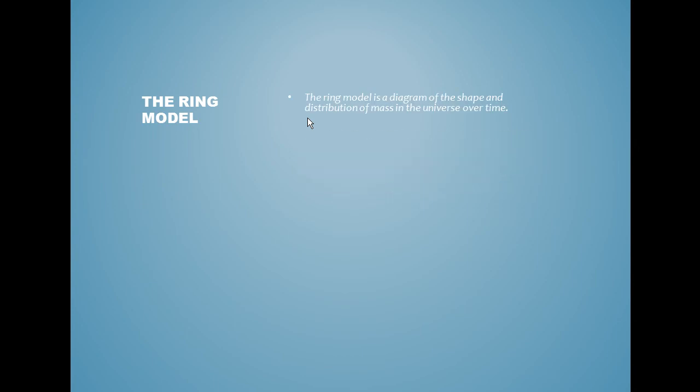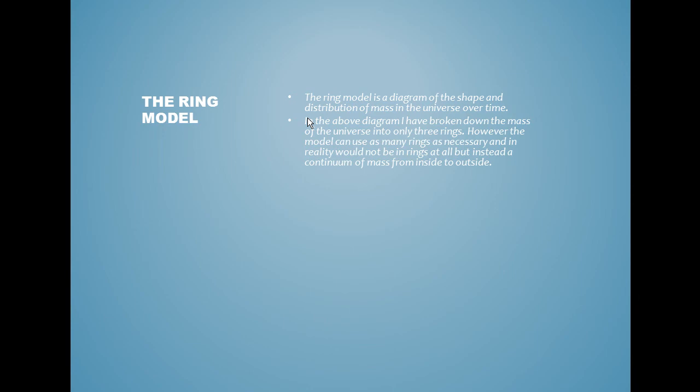So we've got the ring model. This is a diagram of the shape and distribution of mass in the universe over time. In the above diagram, I have broken down the mass of the universe into 3 rings. However, this model can use as many rings as necessary. In reality, it would not use rings at all, but be a continuum or a spectrum from the inside of the universe to the outside of the universe.